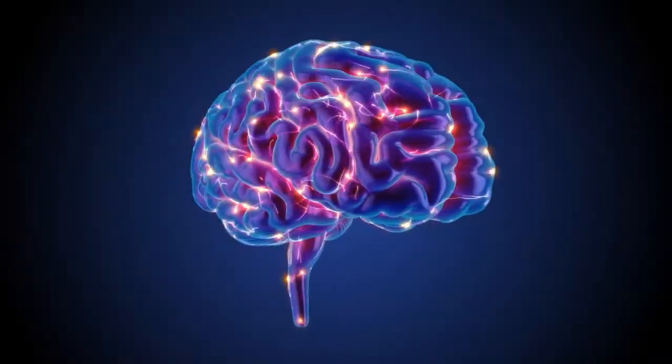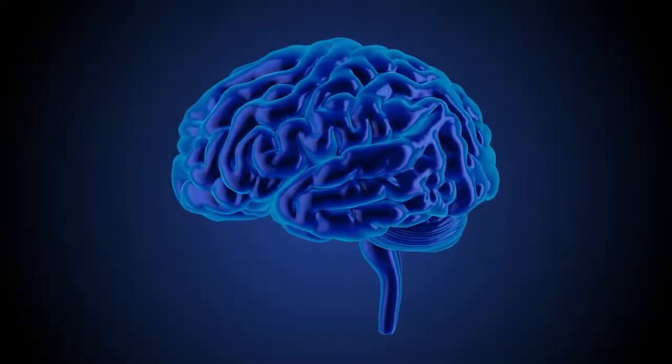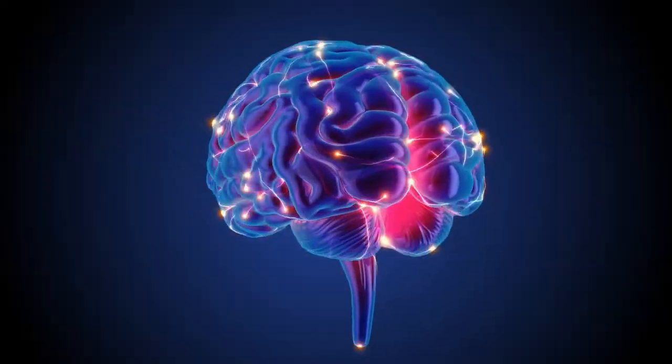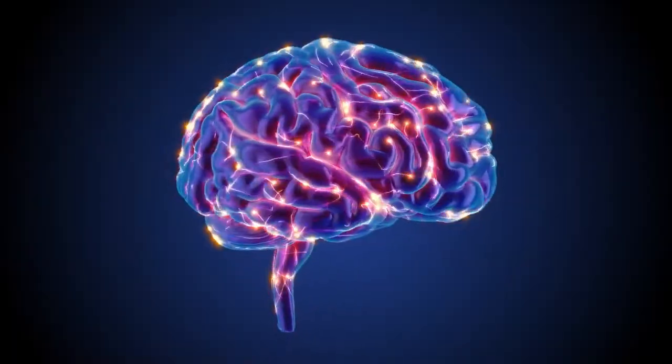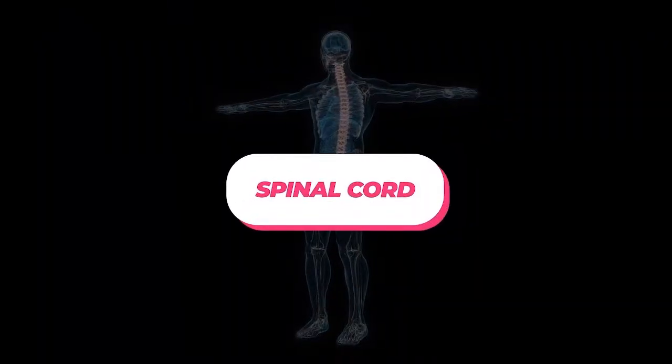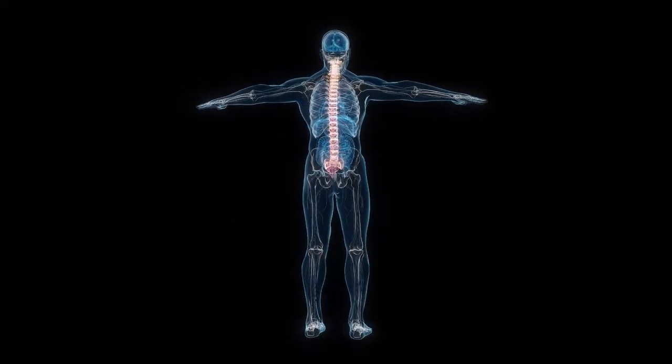The hippocampus is located within the brain and is responsible for forming and storing memories. The amygdala is also located within the brain and is involved in the processing of emotions and the formation of memories.